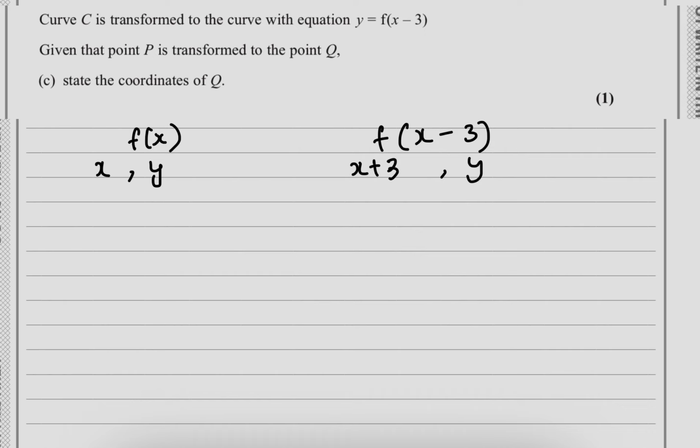So if P's coordinates were 4 and minus 5, over here we have to do 4 plus 3 and minus 5 stays the same. 4 plus 3, that's 7 and minus 5. Hence Q's coordinates are 7 and minus 5.